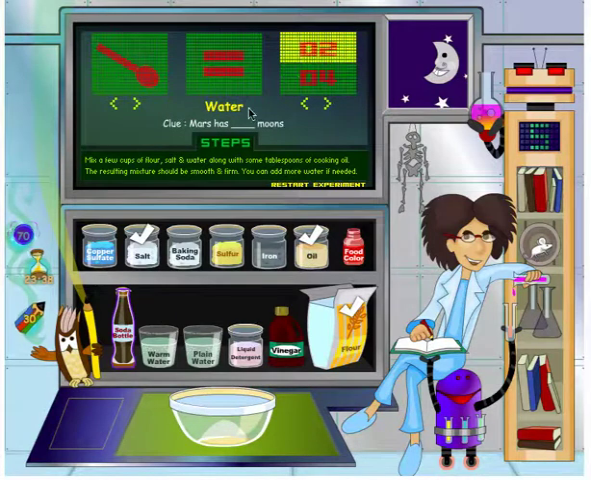Now, Mars has 2 moons, so I need to go back to cups of water. So that's 2 cups of water. I'm going to click plain water. And I've made my initial mixture. This is the first step. It says step 1 done. So I click step 1 done. I'm going to stir this up.